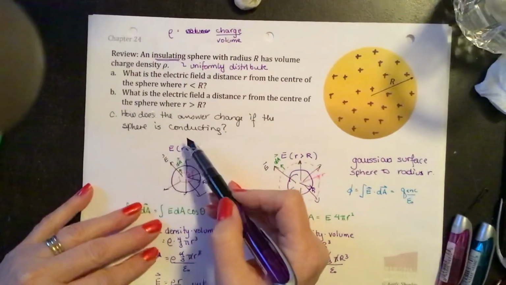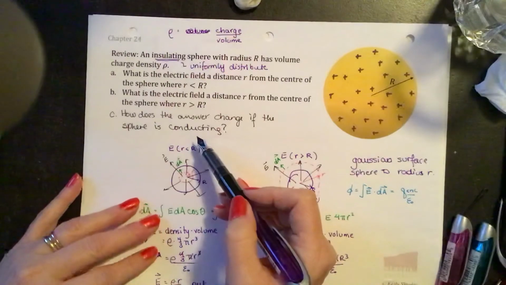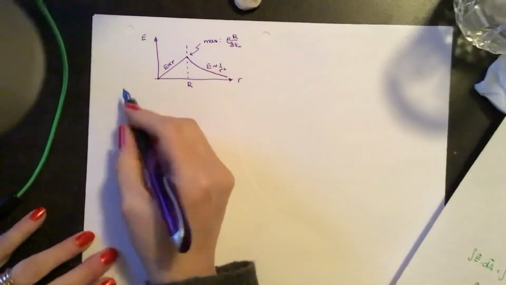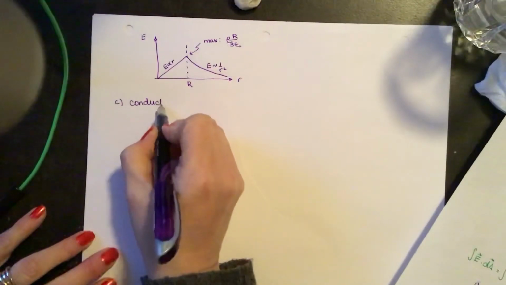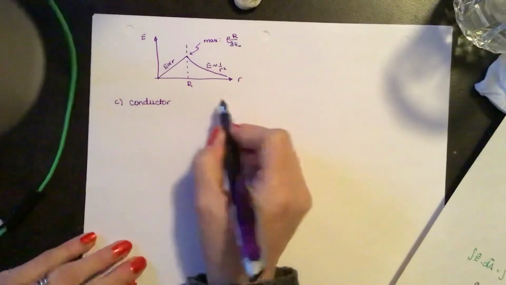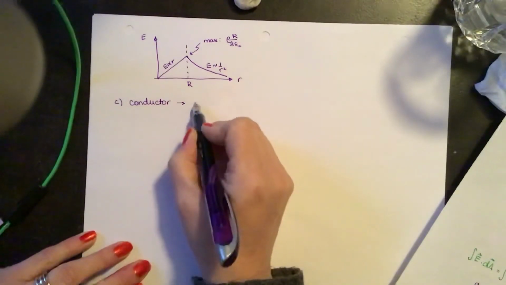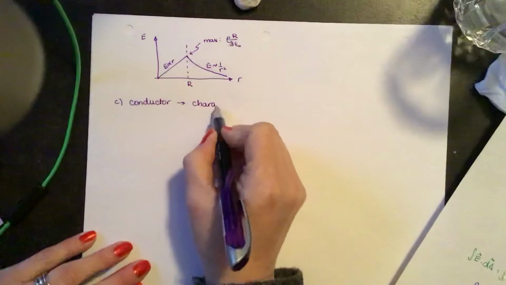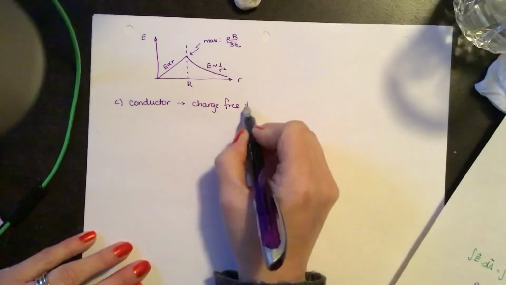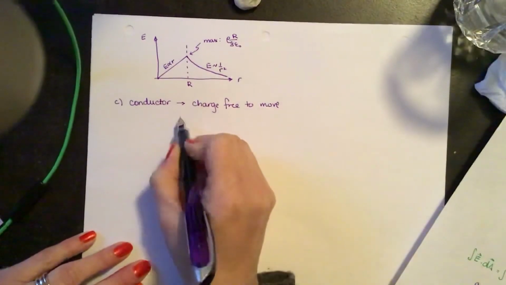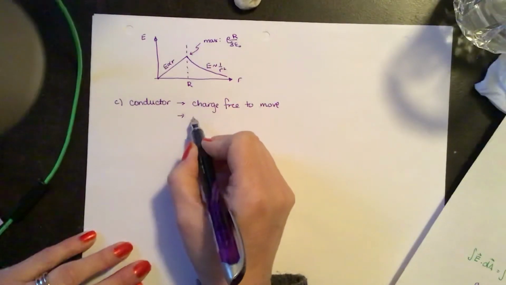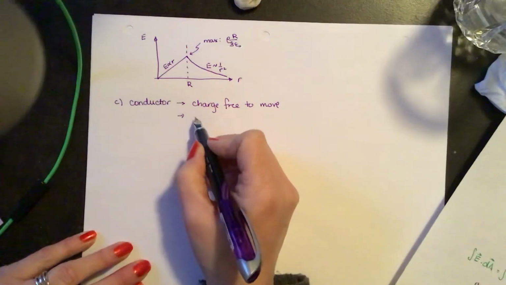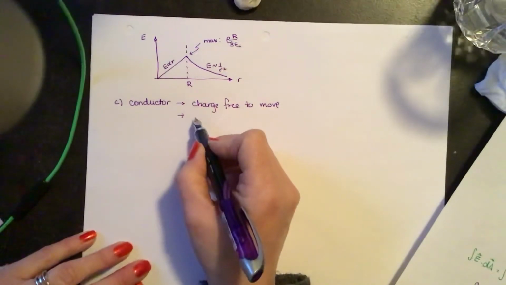Part C: how would your answer change if the sphere is conducting? Here's where you have to remember what's different about conductors and insulators. So in your conductors, and we're going to assume our conductor is in static equilibrium, the charge is free to move. That's one thing. Second thing is that like charges repel, so all those positive charges repel. If they repel, where are they going to go to get far apart? It's got to be to the surface.